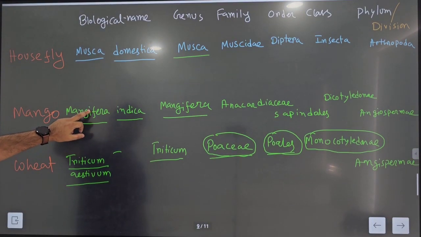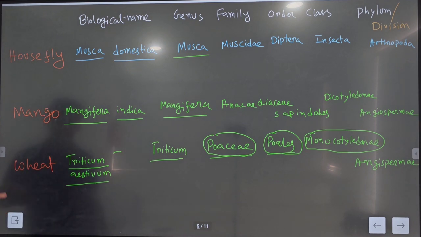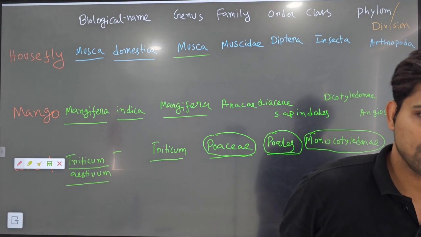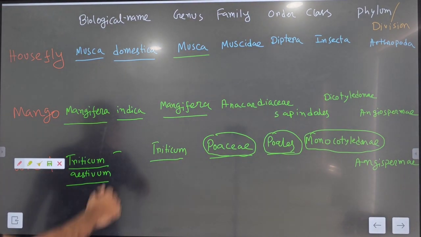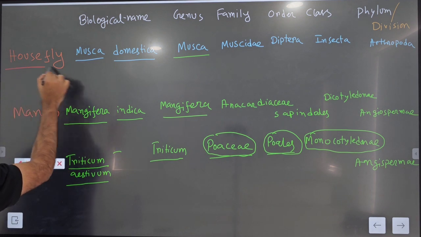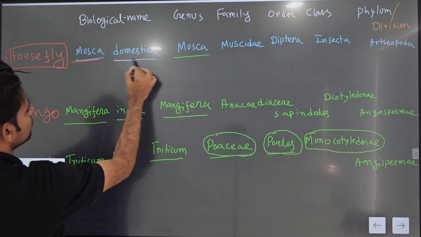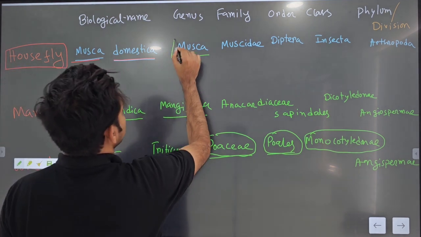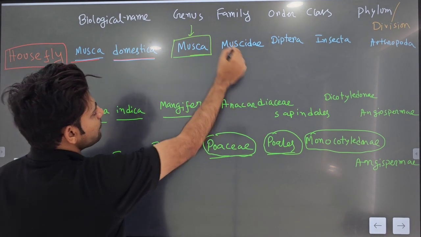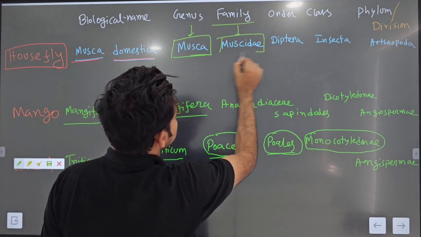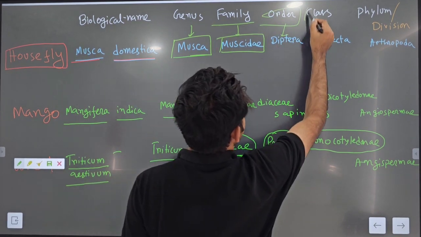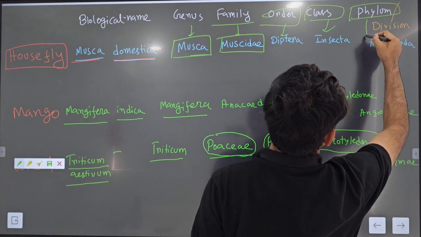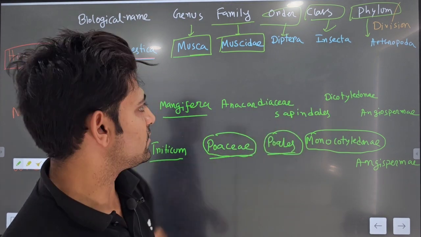Okay, so according to NCERT, we need to remember there is a chart given in NCERT. This is the biological name of housefly, Musca domestica. Housefly belongs to genus Musca, family Muscidae, order Diptera, class Insecta, phylum Arthropoda. Division will be used for plants.